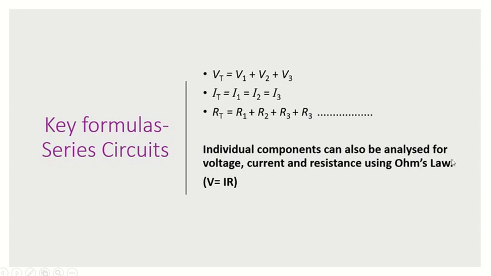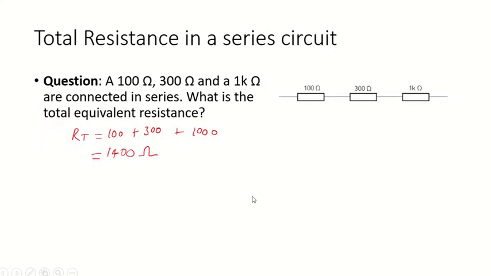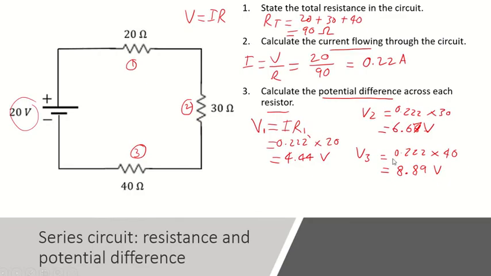And you can be required to use Ohm's law to calculate current or resistance at any point, like I have. So I used it to calculate the current, because I worked out the resistance and I had the voltage, so I could work out the current. And then you can actually use Ohm's law to work out the potential difference drop across different components.